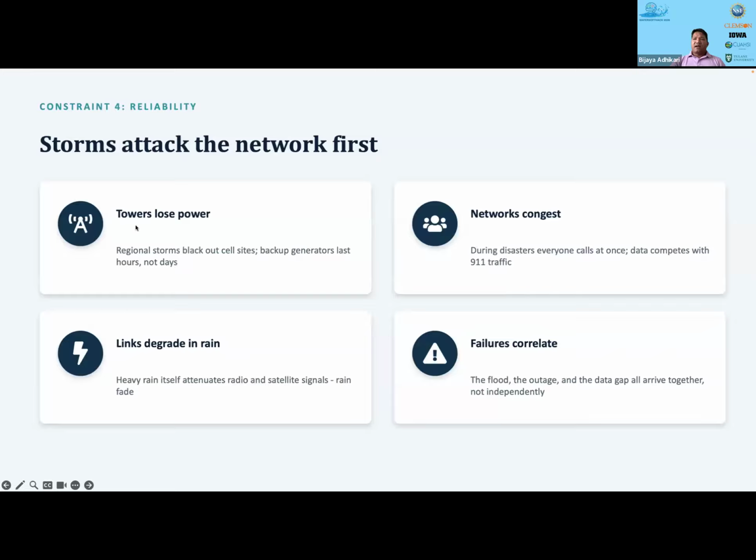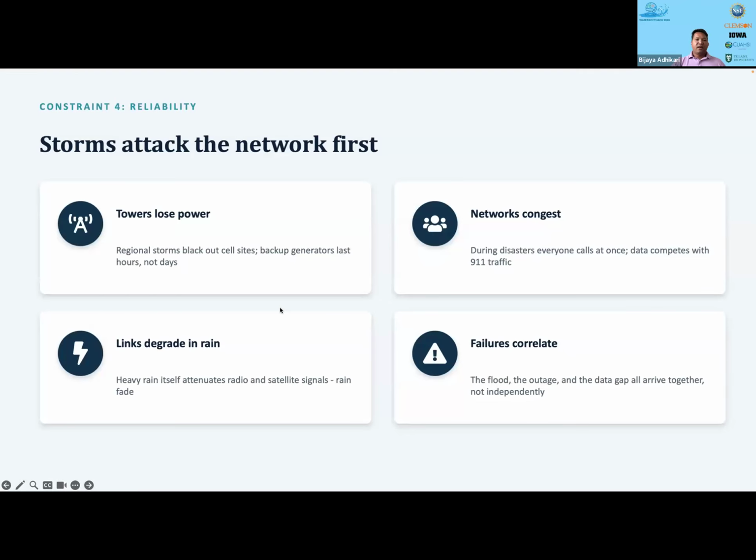So why does it happen? Because at times towers lose power. The regional storms black out cell sites, the backup generators do not last for days, and the power grids are affected. So the towers that facilitate radio signals, especially cell signals, may lose power. Networks get congested, especially during hazards. Everybody's calling 911, people are in need of emergency help, and people's lives are at risk. So it makes sense that the networks have a lot of demand.